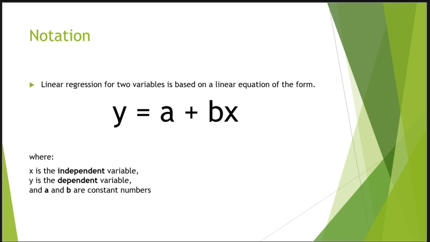Linear regression for 2 variables is based on a linear equation of the form y equals a plus bx, where x is the independent variable, y is the dependent variable, and a and b are constant numbers. Typically, you choose a value for the independent variable x and solve the equation for y. The graph of a linear equation of this form is a line that is not vertical.